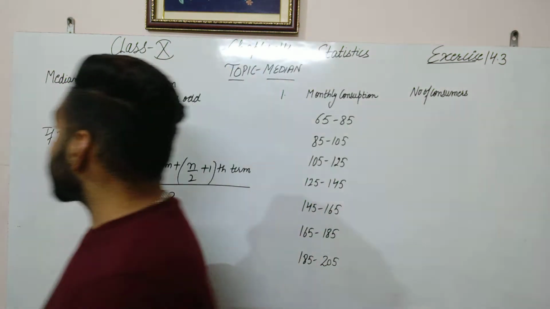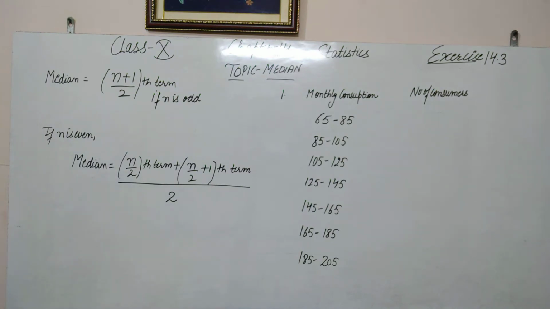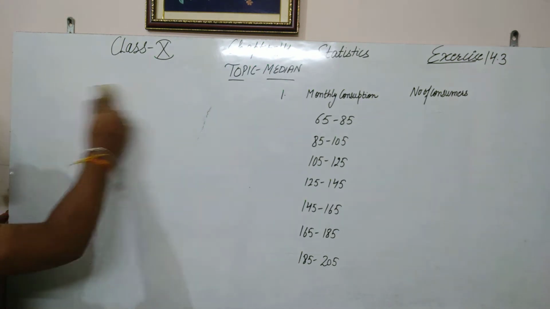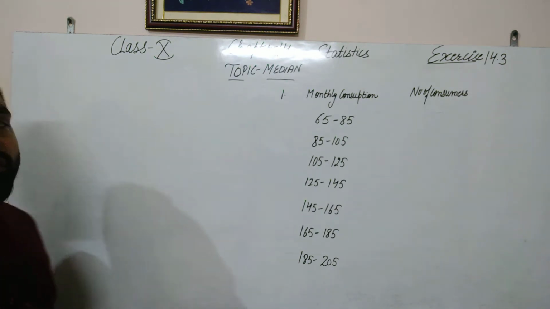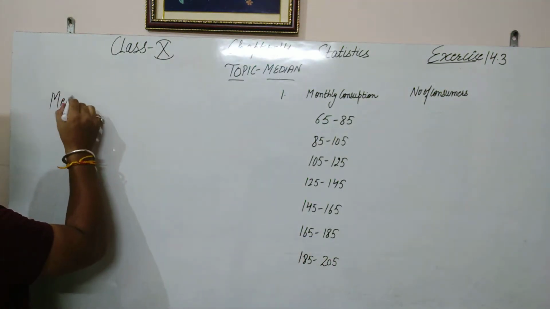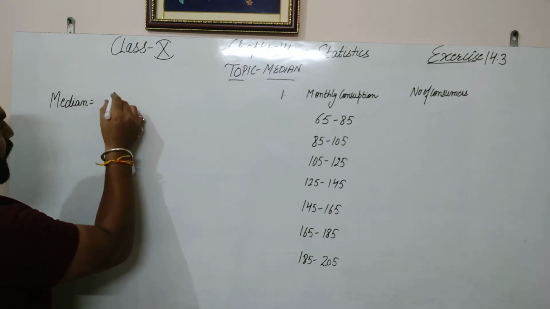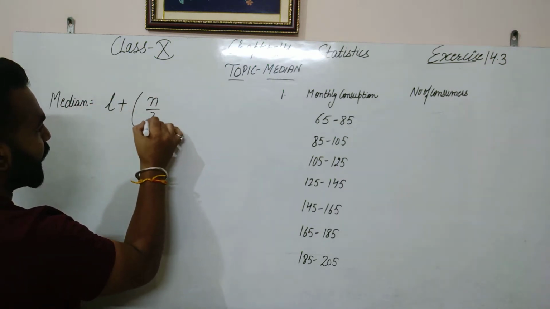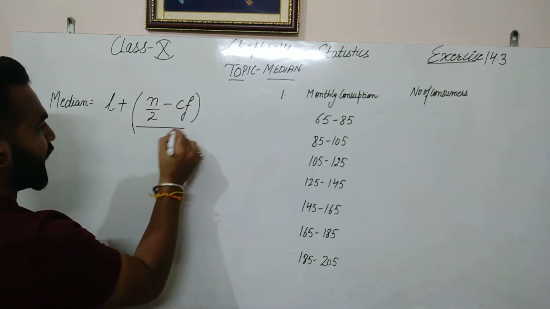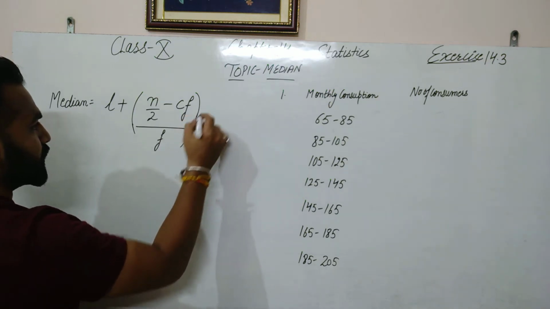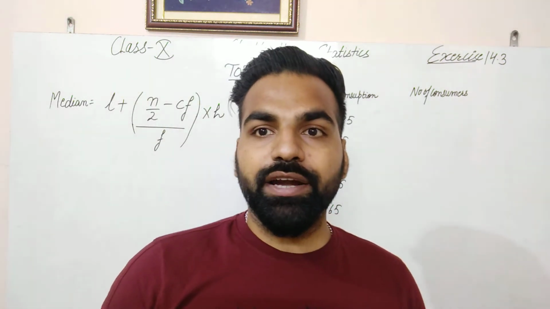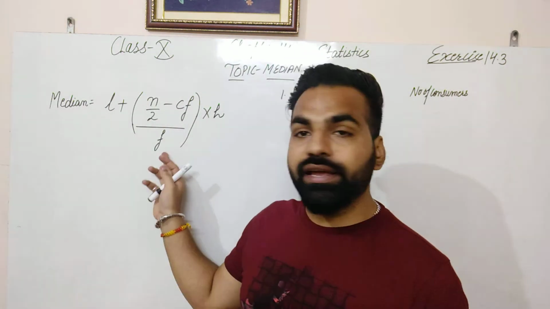So this we have discussed in class 9th, but here since we are talking about group data and continuous data, the formula is changed here. So what is the formula now to calculate the median? So write median is equal to L plus n by 2 minus CF divided by F into H. So median is L plus n by 2 minus CF divided by F into H.